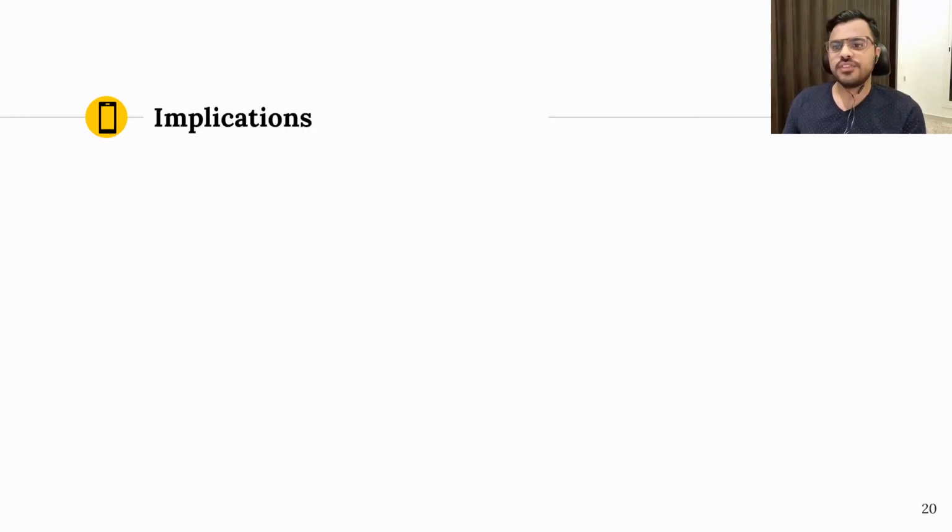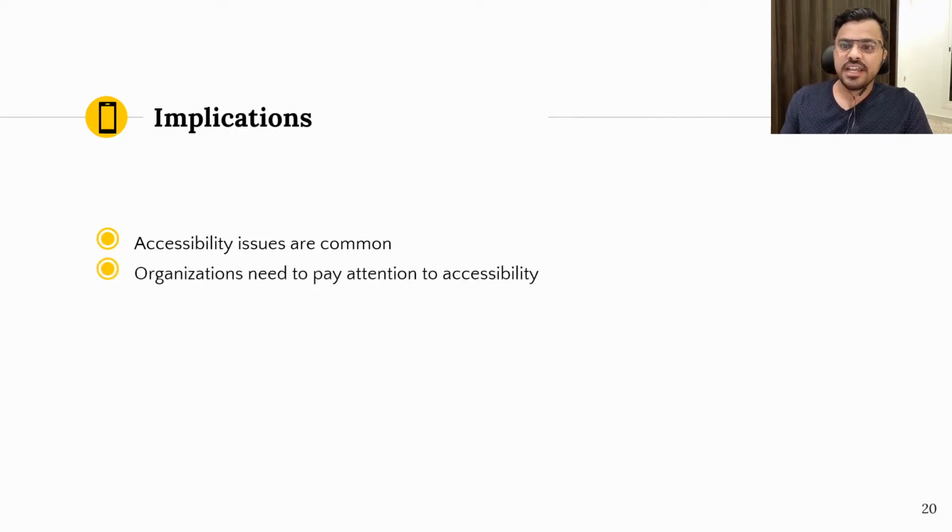For the implications of the study, the main thing here is that accessibility issues are common in apps, and this affects individuals with different kinds of disability. The second thing here is that organizations need to pay attention to accessibility. So in the survey, most of the survey respondents told us that they did not have any accessibility evaluation as part of their app development process, and that accessibility is not treated as importantly as other aspects of quality, such as security in their organization.